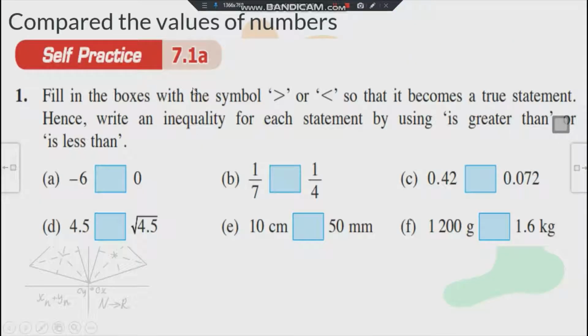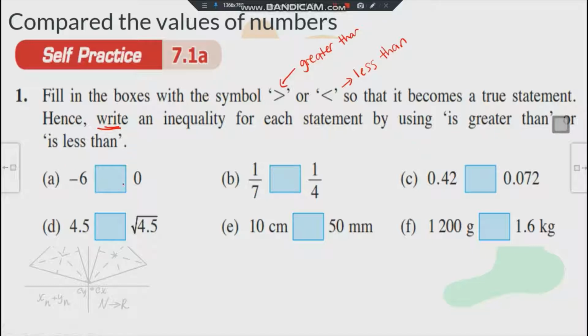So this one is your exercise question from your textbook, Self-Practice 7.1a. We just need to fill in the boxes with the symbol greater than or bigger than, and the symbol less than, for each question. And after we fill in the symbol in the boxes, we need to write the statement which is greater or is less than.